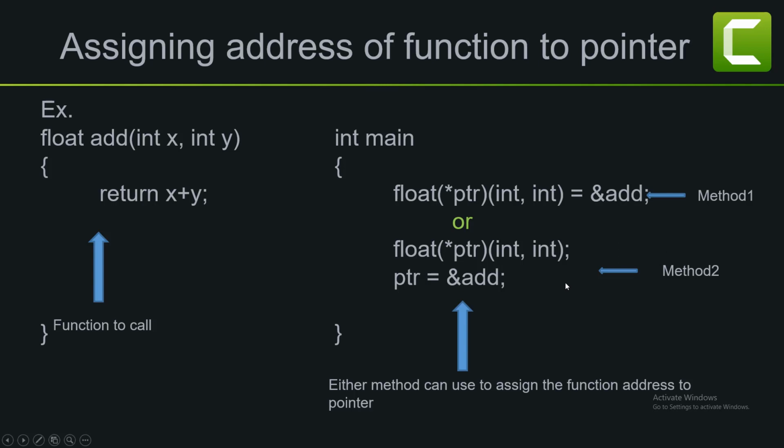In the second method we have defined float as the return type of this function. ptr is a function pointer, and the first argument is an integer and the second is also an integer. Now in the second line we have given the ampersand address of the function to ptr, so we can use either method to assign the function address to a pointer.